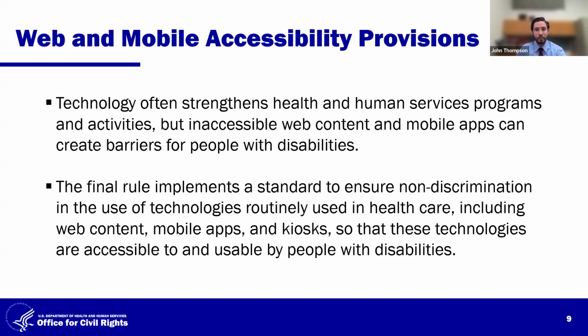And there are specific implementation dates for this, so that recipients are required to make sure that, with some exceptions, their web content and their mobile apps comply with this standard. For larger organizations with 15 or more employees, they have 2 years before this rule goes into effect. And for smaller recipients with less than 15 employees, they have 3 years for this to go into effect.